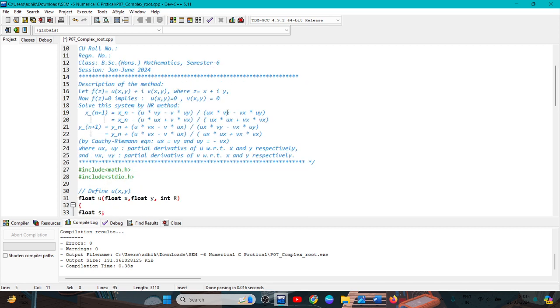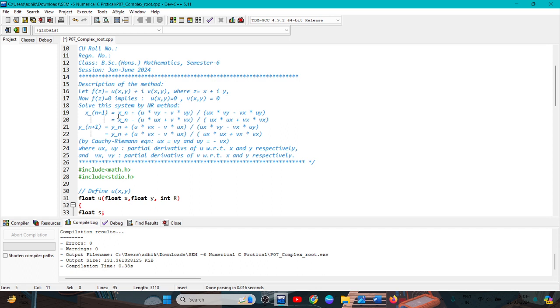Here we use the technique for simultaneous equation. The given equation is f(z) equal to u(x,y) plus i v(x,y), where z equal to x plus iy, i square equal to minus 1, i is the complex number. If f(z) equal to 0, then obviously u(x,y) equal to 0 and v(x,y) equal to 0. Now we solve this system of nonlinear equations by Newton adaptation method.